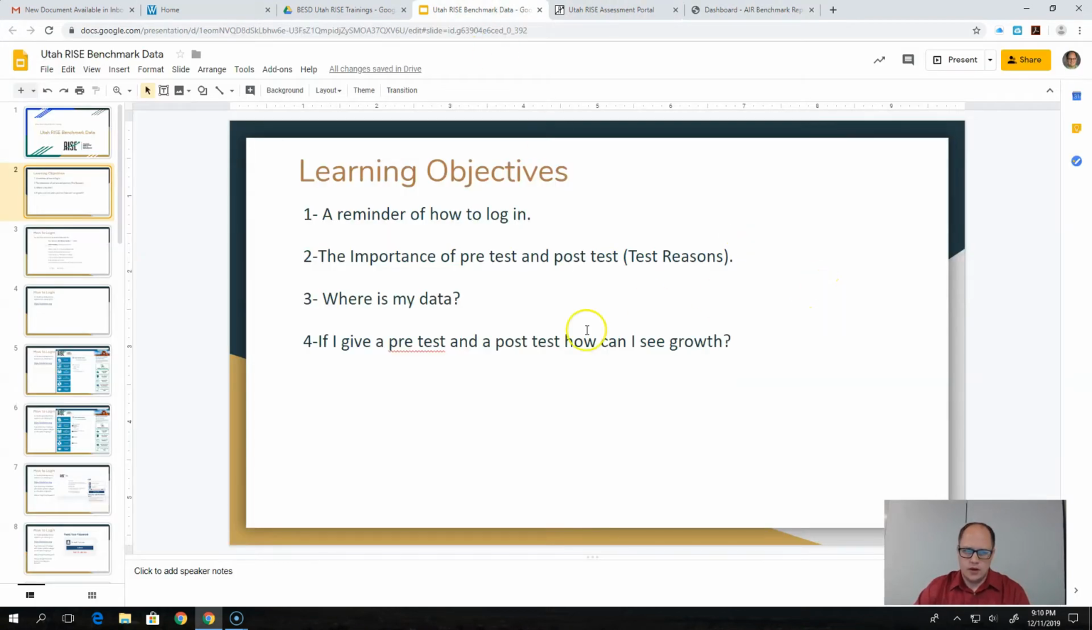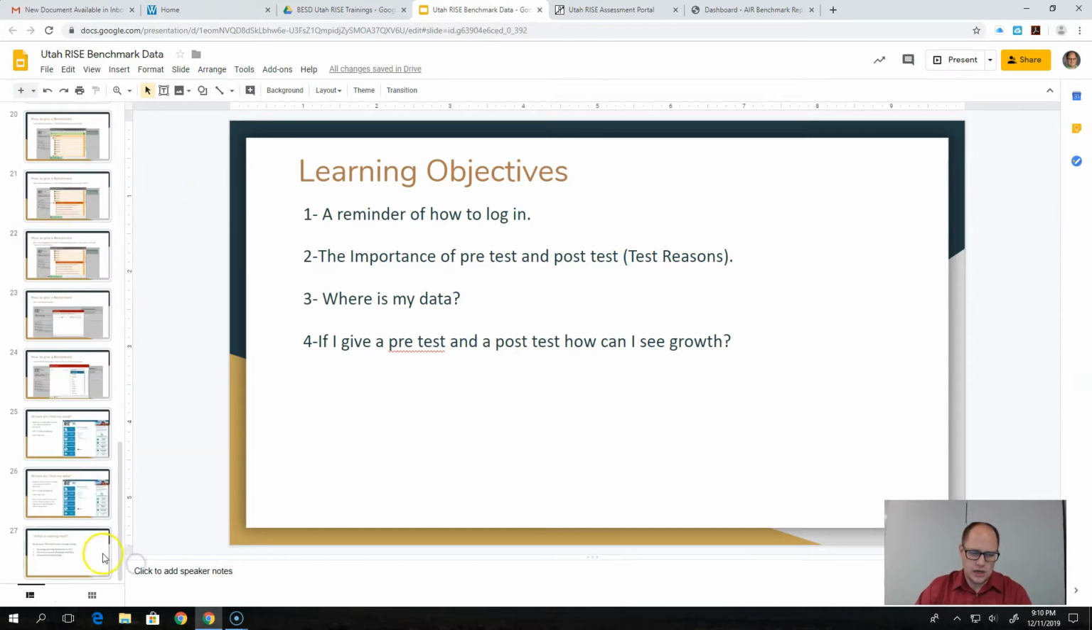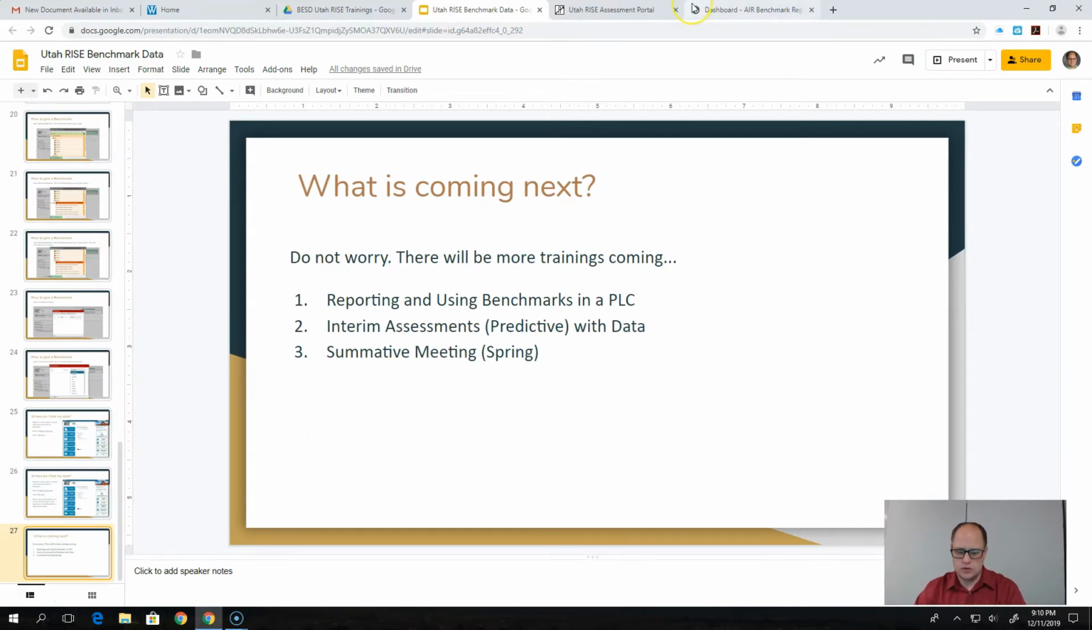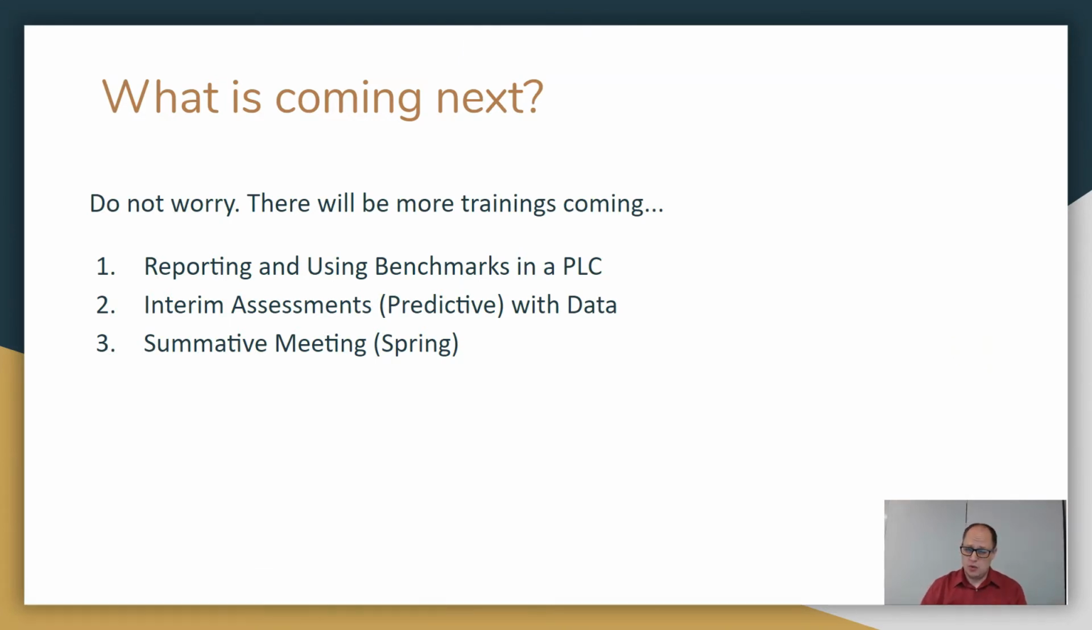So we've covered our learning objectives. Now let's talk about what's coming next. Don't worry, there'll be more coming. The next thing we're going to talk about is reporting and using benchmarks in a PLC. If me and my other 2 teachers in my PLC give the same quiz, how can we look at and compare data? How does that work? And what kind of adjustments can we make with that?